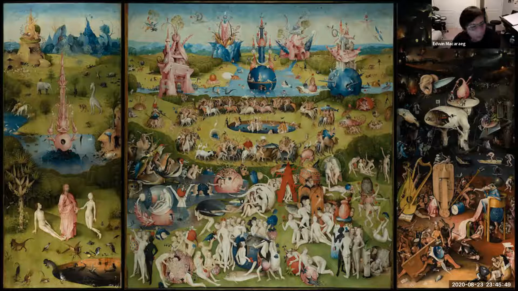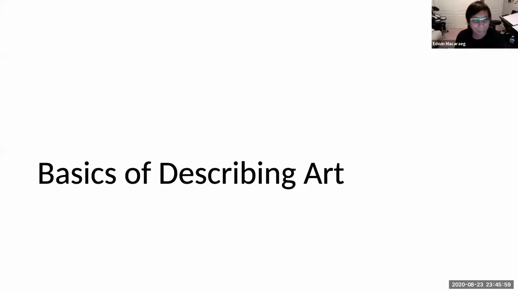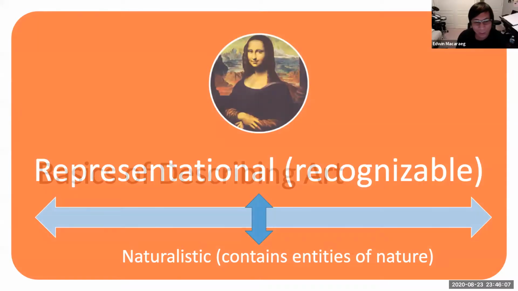Okay, and so I hope you guys like those examples. And so what I ended up doing is I made a little chart of how I normally make these distinctions between art. Okay, so the first one is, again, representational, and for the most part, it is representational because we recognize the objects. And so you'll see that with the word naturalistic every now and then. So whenever someone refers to a work of art as naturalistic, it contains entities of nature.